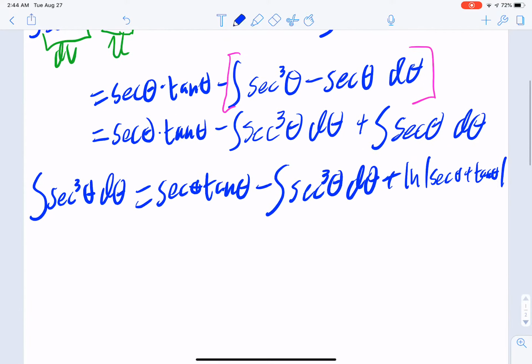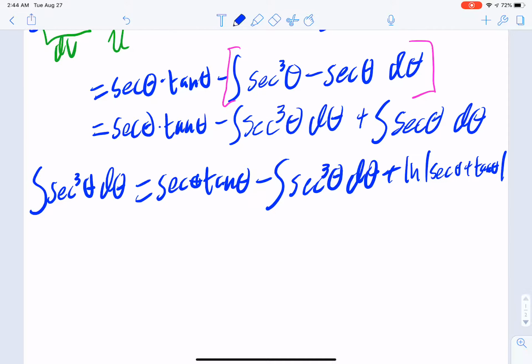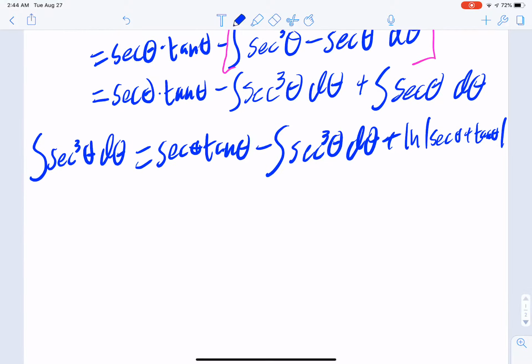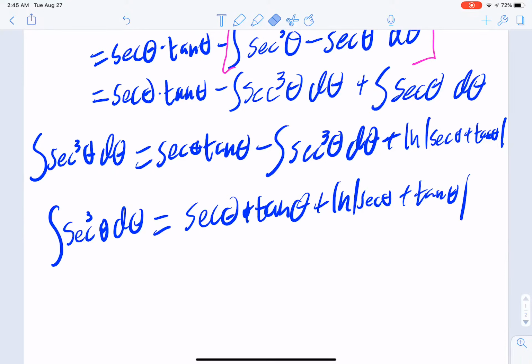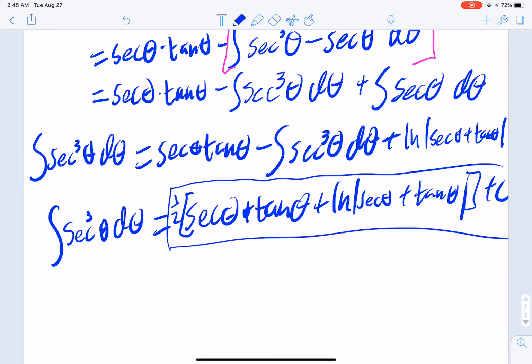Okay, so to solve this now, we just have to add the integral of secant cubed theta to both sides. We get that 2 times the integral of secant cubed theta is equal to sec theta times tan theta plus the natural log of the absolute value of secant theta plus tangent theta. And then you can just divide both sides by 2. Then you have your answer. Don't forget the constant of integration. And that's how you integrate secant cubed.